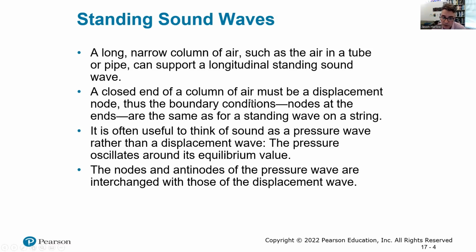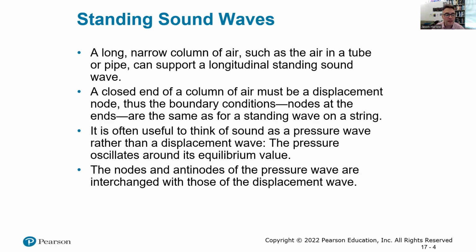So a closed end of a column of air must be a displacement node. The particles can't shake in the x direction at that boundary. So the boundary condition is nodes at the ends, the same as for a standing wave on a string, fixed. However, it is often useful to think of sound as a pressure wave rather than a displacement wave. So the pressure oscillates around its equilibrium value, meaning atmospheric pressure, the ambient pressure in the room.